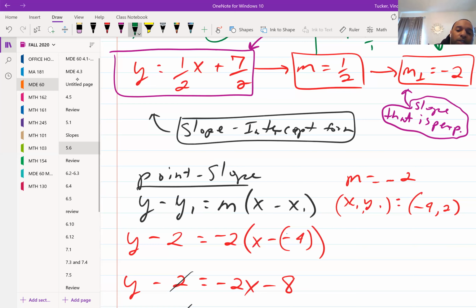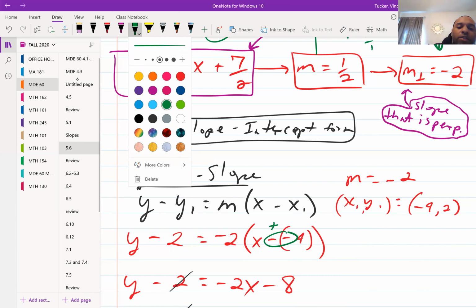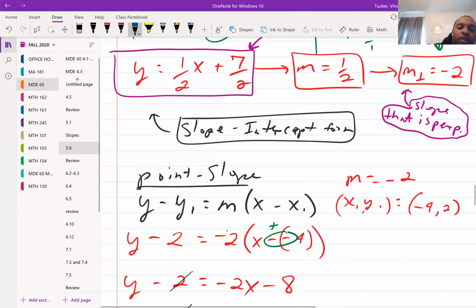Always make sure you don't lose a negative because it does matter. There was a minus sign in the formula and we plugged in -4. So that negative to a negative would turn positive. But when I distribute, -2 times x is -2x. Negative 2 times positive 4 gives us negative 8.